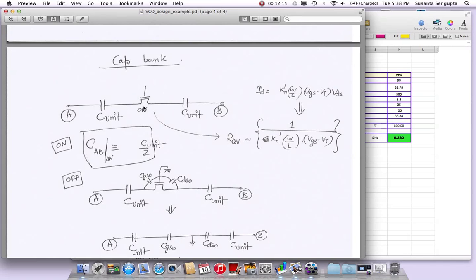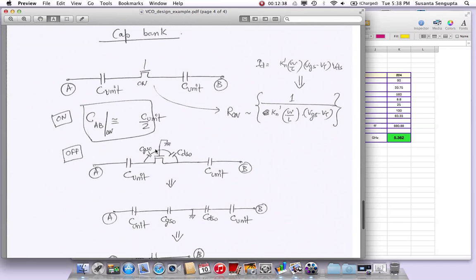How would I do it? When the switch is on, its on resistance is assumed to be very small. So the total capacitance between these nodes is C unit by 2. Any branch that is on, we take half of this 2 capacitance that is there, and that becomes the capacitance. But when a switch is off, we have C unit and this MOS device is off. When this MOS device is off, we have the overlap capacitances, CGSO and CDS, which are equal. So this becomes approximately more like this.